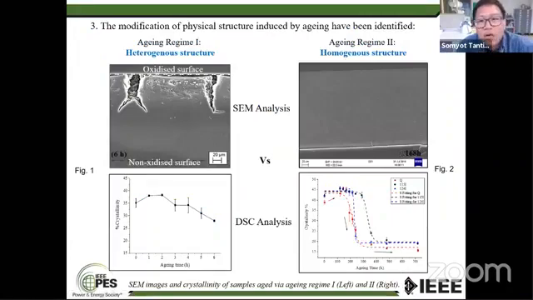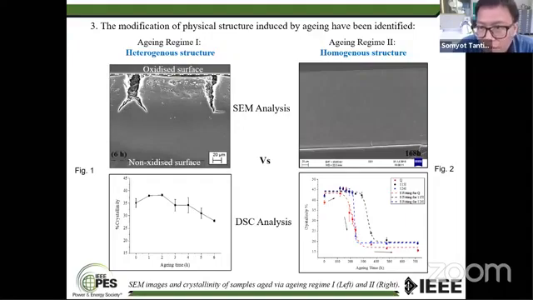And then we look into the modification of physical structure. For the left hand side, these scanning electron microscope figures show the structure of the sample that's subject to the non-uniform aging. You could see the oxidized surface become cracked because of the high oxidation.